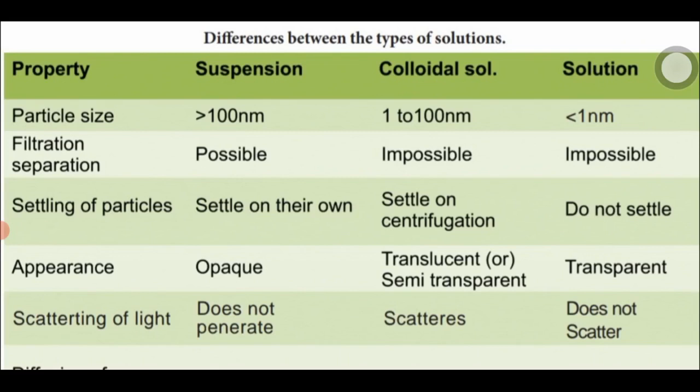Settling of particles. The suspension particle size is greater than 100 nanometers, so it settles under gravity. The colloidal system's particle size is 1 to 100 nanometers, so using the centrifugation method, the particles settle down. A true solution does not settle. Appearance. The suspension is opaque. The colloidal system is translucent or semi-transparent. A true solution is transparent in nature.